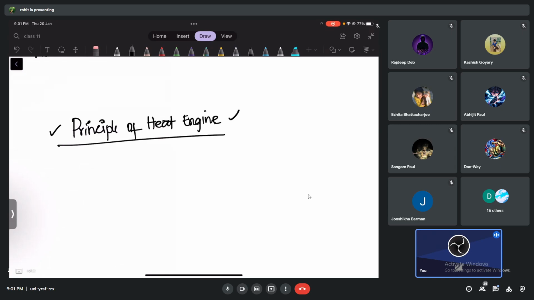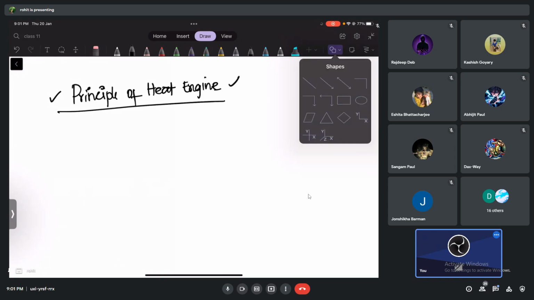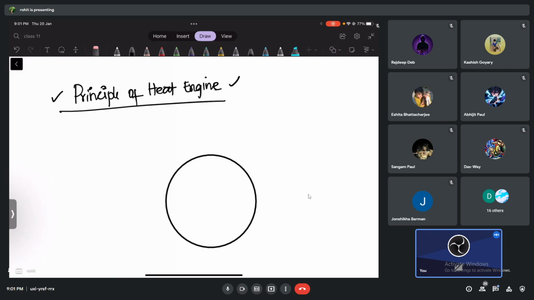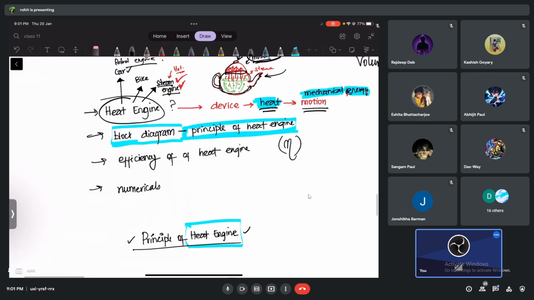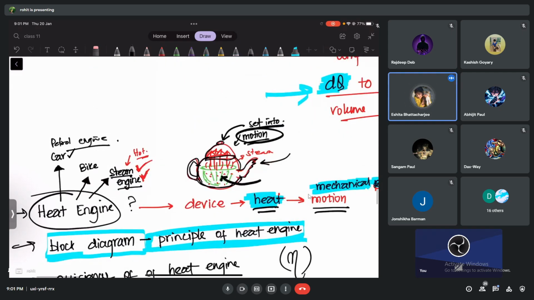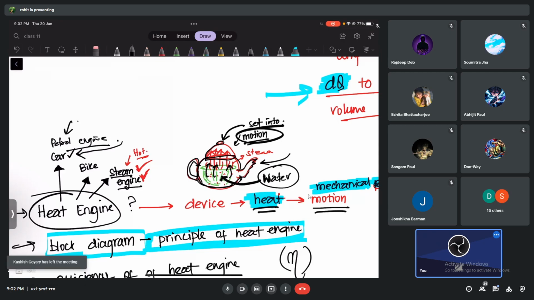So what is this? See, in every heat engine you will need a working substance. Do you understand this one? In every heat engine, what will you need, guys? Working substance. In your steam engine, who's the working substance? Steam. Water, right? Yes. Water will become steam. In your car and bike, what is your working substance? Your fuel, no? Fuel. Petrol. Yes, fuel, right?